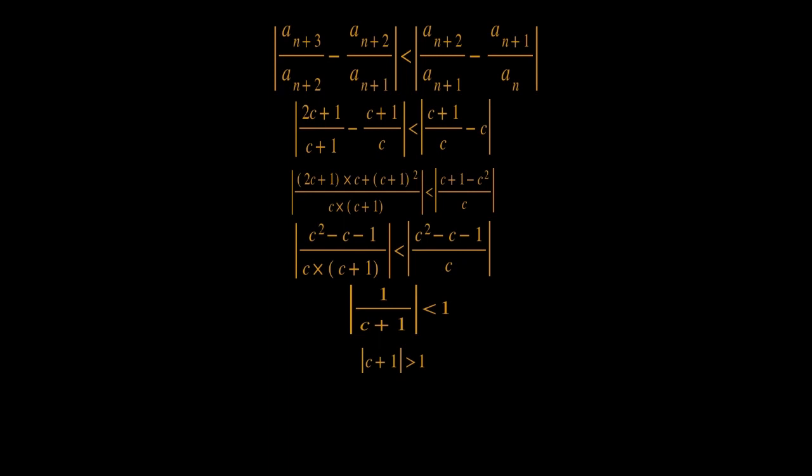But it's so clear that the absolute value of c plus 1 is bigger than 1, since c is first of all a positive number, and not just a positive number. Since the Fibonacci sequence is an increasing sequence, meaning that each term is larger than the term preceding it, then c itself is bigger than 1. So the absolute value of c plus 1 is not just bigger than 1, but also bigger than 2.